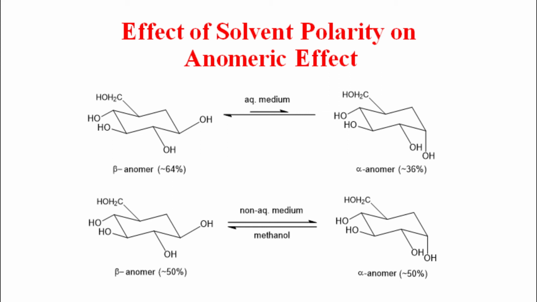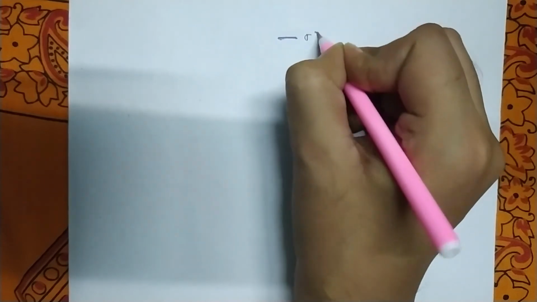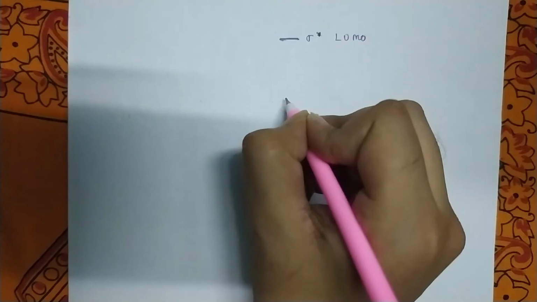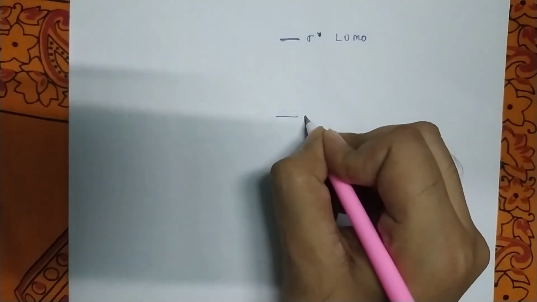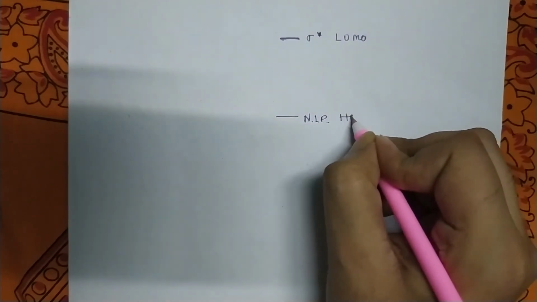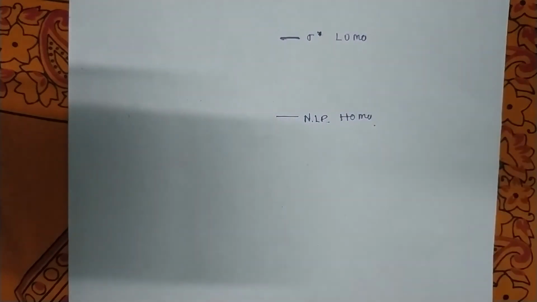So let's draw a molecular orbital energy diagram. We are not drawing the molecular orbitals. Here we put the sigma star, which is the LUMO, the lowest unoccupied molecular orbital, and just put the non-bonded lone pair orbital, which is the HOMO in this case, the highest occupied molecular orbital concerned here. So just try to visualize now, if we increase the solvent polarity of the medium.